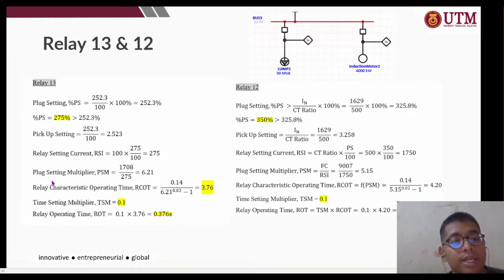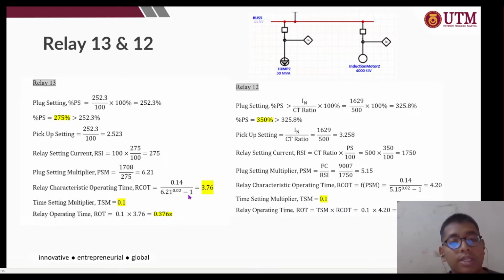This one value, and then we find the plug setting multiplier PSM by dividing the maximum fault current by the RSI. So we get this value, and then we use the formula of relay characteristic operating time RCOT, which is 0.14 divided by PSM to the power of 0.02 minus 1. Then we use the formula of RCOT to get its value, and then we will use the assumed time setting multiplier TSM 0.1, and then we find the relay operating time by multiplying the TSM with RCOT. Then for relay 13, the ROT is 0.376.